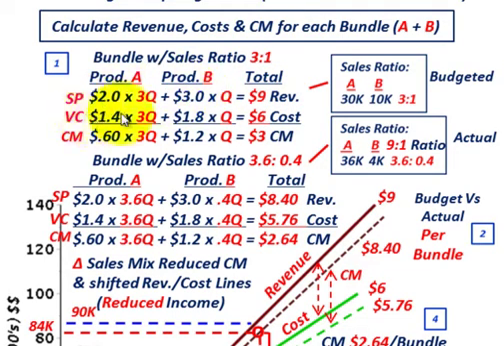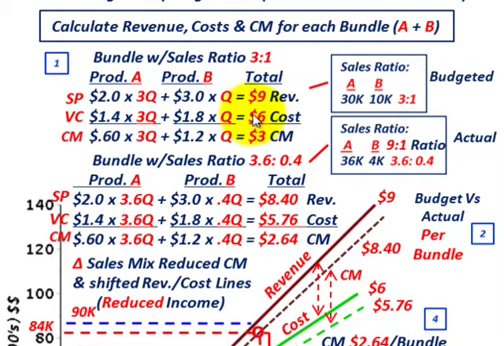Now, looking at our variable cost, let's look at that. $1.40 for A times 3Q, $1.80 for B times 1Q. So 3 times $1.40 plus 1 times $1.80 is going to give us a total cost of $6 per bundle, or A and B put together. So that's our total cost that we figured out.